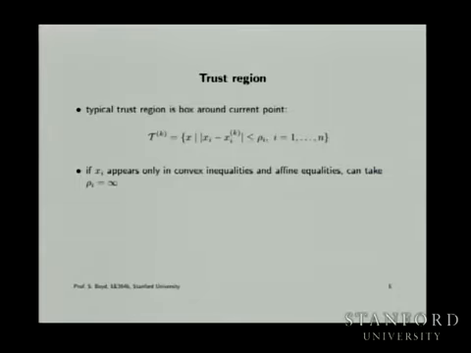Now, if a variable appears only in convex inequalities and affine equalities, then you can take that rho i to be infinity because you don't need to limit a variable that appears only in convex inequalities and affine equalities. You just, well, convex equality, by that of course I mean an affine equality. Okay. Okay, so how do you get these approximations?